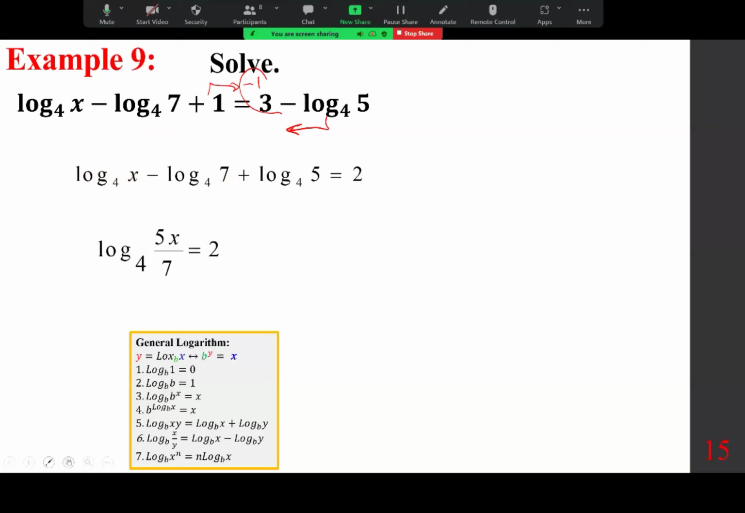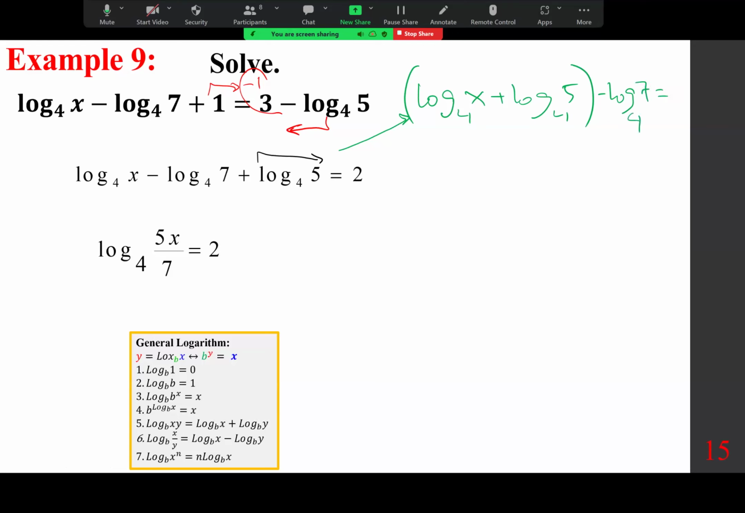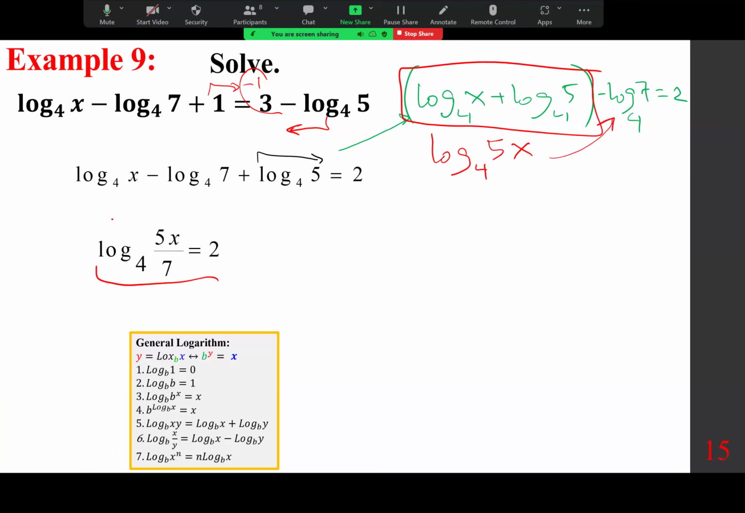If you don't, take a look at what I'm going to do here. You can rewrite this, using a different color, as log base 4 of x plus log base 4 of 5 minus log base 4 of 7 equals 2, and write this part as log base 4 of x times 5, of 5x. And now if you combine it with this, you get this.